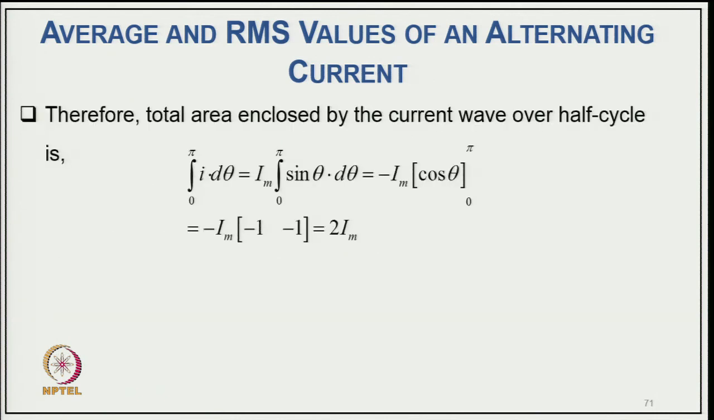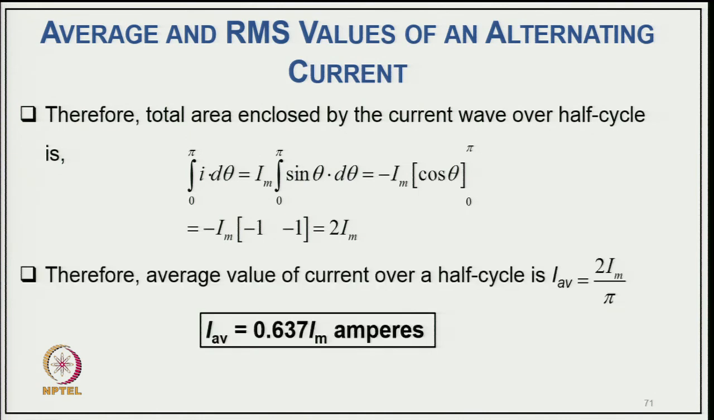Therefore, the total area enclosed by the current wave over a half cycle is the integral from 0 to pi of I d theta, equal to Im integral of sin theta d theta, which is minus Im cos theta from 0 to pi, and that becomes minus Im in bracket minus 1 minus 1. So that becomes 2 Im, and therefore the average value of the current over a half cycle will be I average equal to 2 Im upon pi, since the half period is pi, and I average equals 0.637 Im ampere.